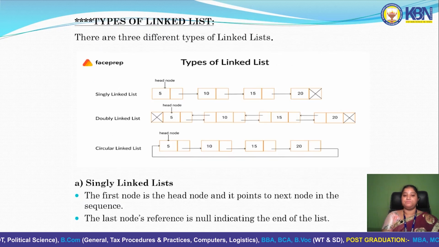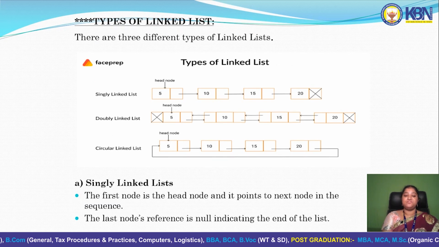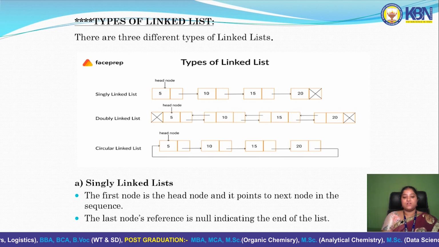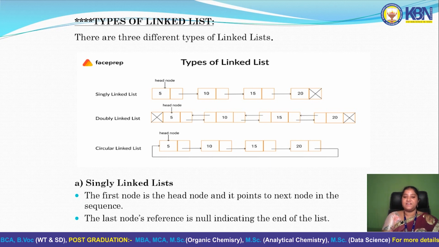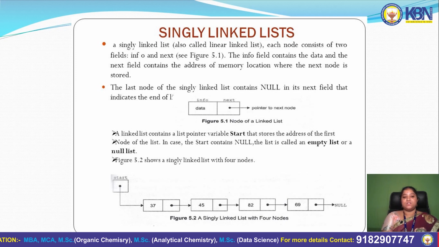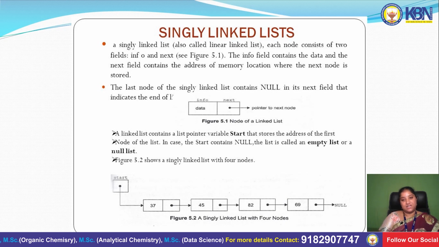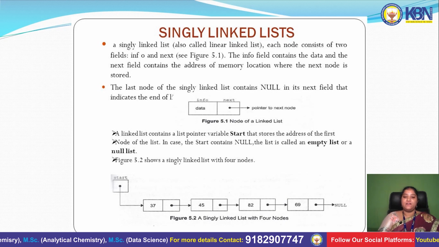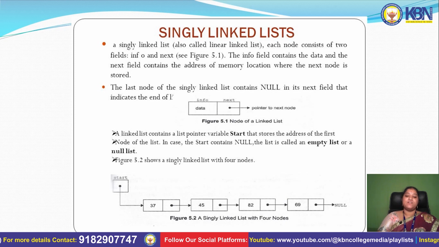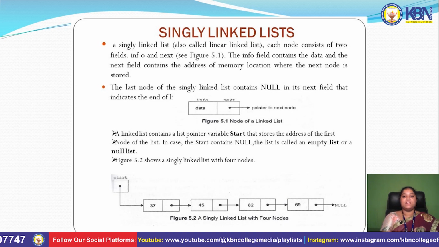Now, types of linked list. There are 3 types: single linked list, double linked list and circular linked list. A single linked list points to the next node of the sequence, and the last node holds null, indicating the end. Single linked list representation is used as a linear data structure. The last node contains null, with info and the next position. A linked list contains a list pointer variable, start, that stores the address of the first node. Here are some examples of a single linked list.